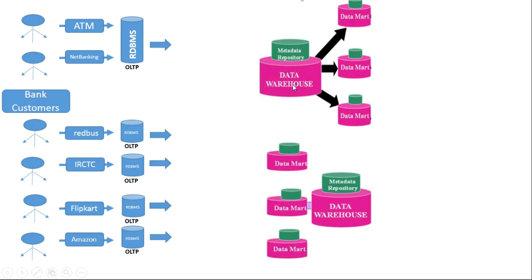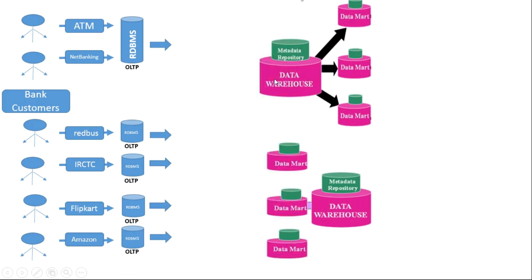When we say data warehouse, you see two images here. The upper one is one kind, and the lower one is another way. What do we have here? We have a data warehouse and a data mart. Mainly, implementing a data warehouse is our motto after the RDBMS.